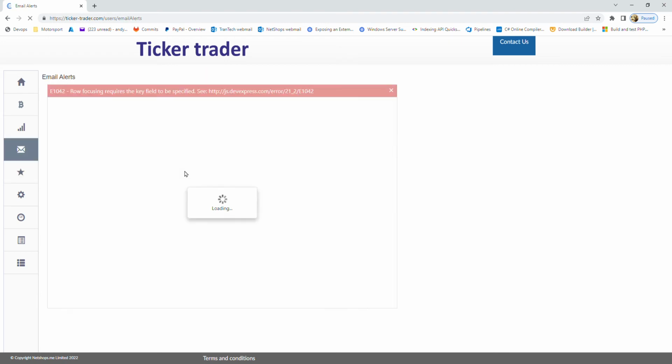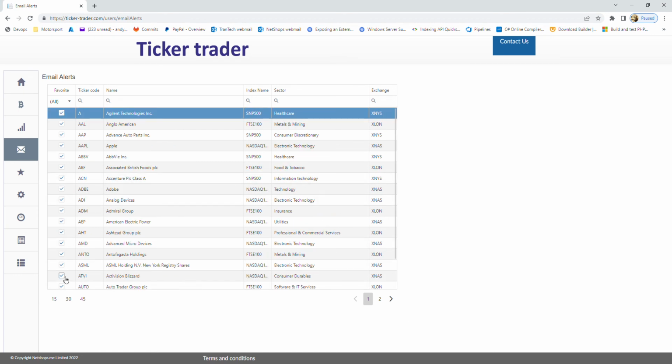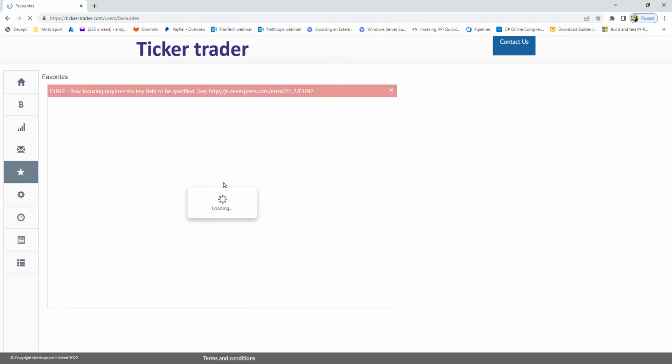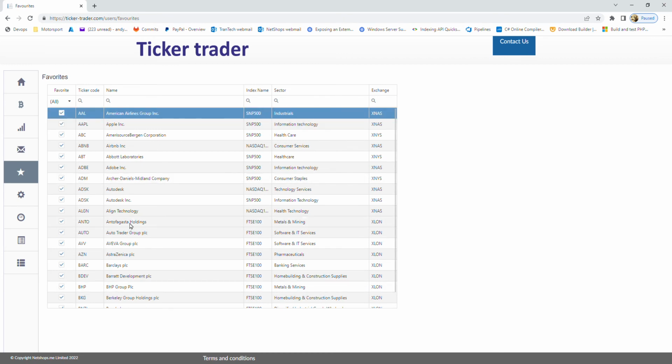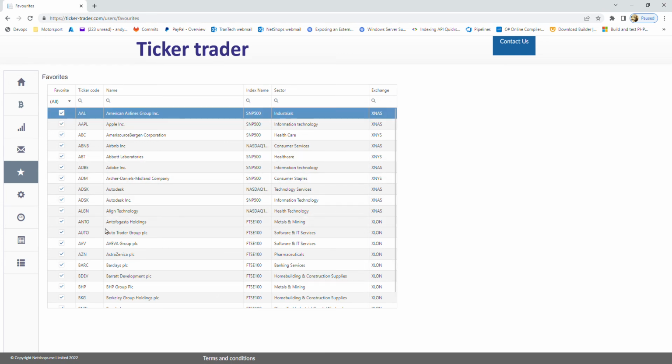So we can edit our email alerts here if you want to. Got 2 pages of them. We've just added another couple, and you can deselect them if you want to here. Same with your favourites. 1 page of favourites, and we can change those if you want to. We've got some from the S&P 500, some from the NASDAQ, different indexes there. Tells us what exchange they belong to as well. We've got our settings. We don't need to go into that. That's your account settings if you want to change any stuff in there.